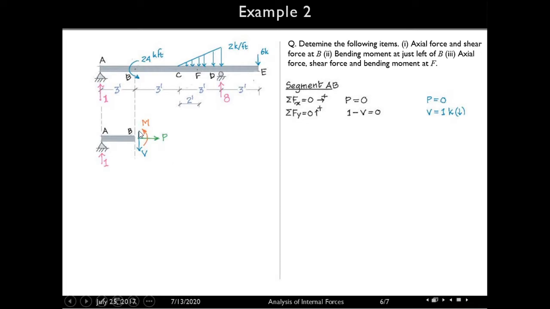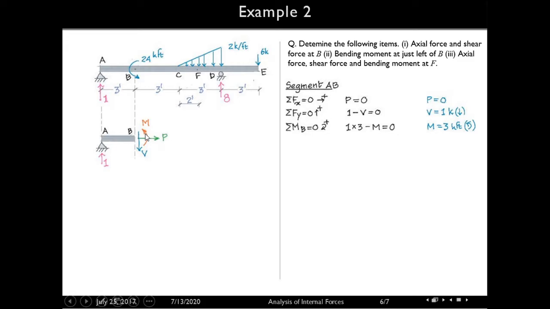As we have already shown in the figure that V is acting downward, you don't need to write the direction in your answer. You can avoid the direction in your answer. Up next, applying summation of moment, we can easily calculate the moment.